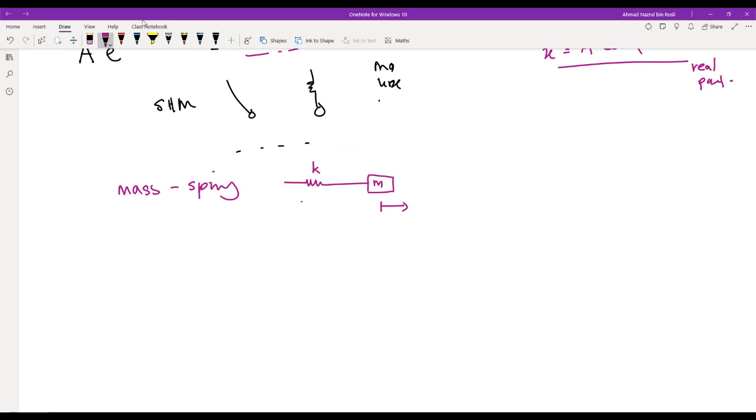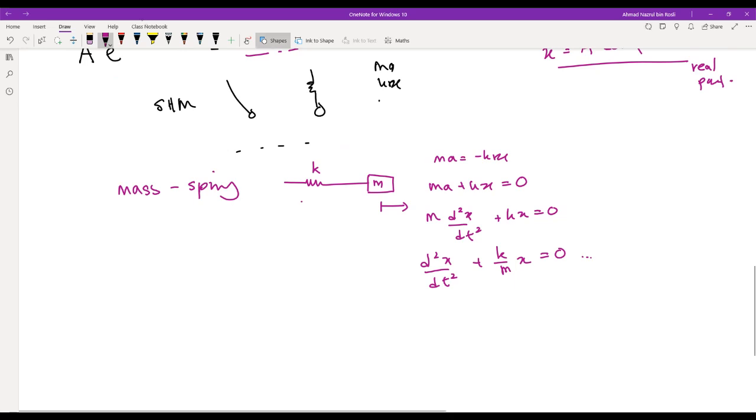If you remember, we have ma equal to minus kx, and ma plus kx equal to 0. And then we know that a is the double derivative of x. So we have m d square x over dt square plus kx equal to 0. This was covered in chapter 1, the first chapter. So we have d square x over dt square plus k over m x equal to 0, where we divide everything by m. So this is the equation. And then we define x. Right now we can use the value of x using the exponential.